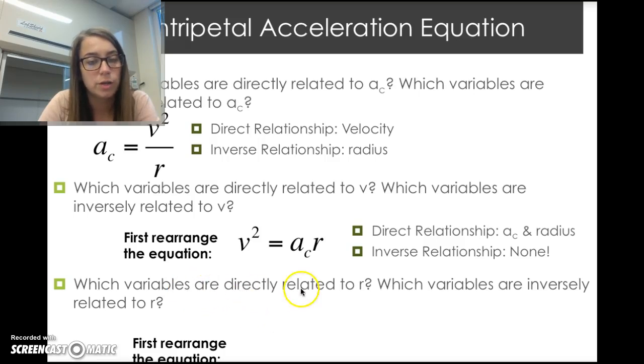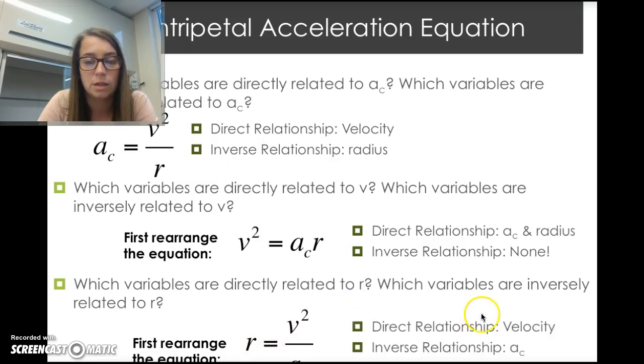What variables are directly related to r? So let's get r by itself. So I would divide both sides by ac. Then you would get v squared divided by ac down here. And so it looks like the direct relationship would be between r and v, and it would be inverse between r and ac. So velocity is directly related to r, inversely related to ac.